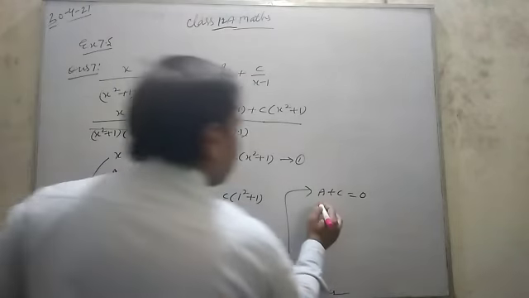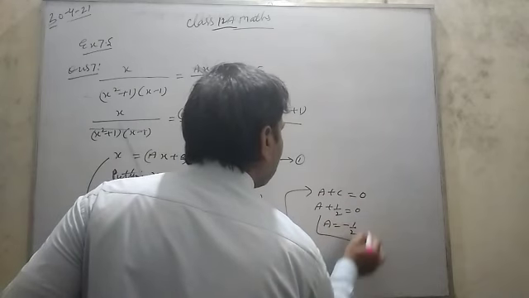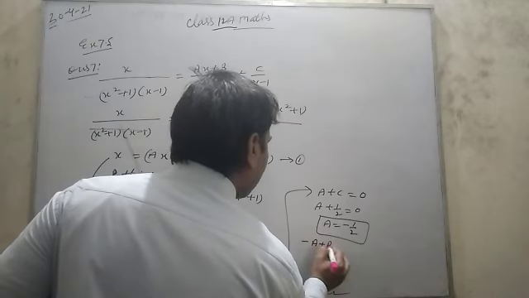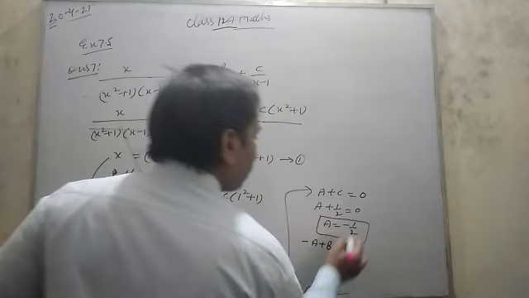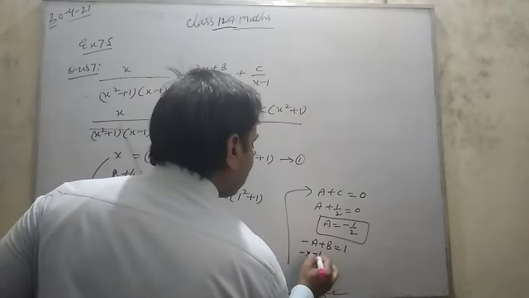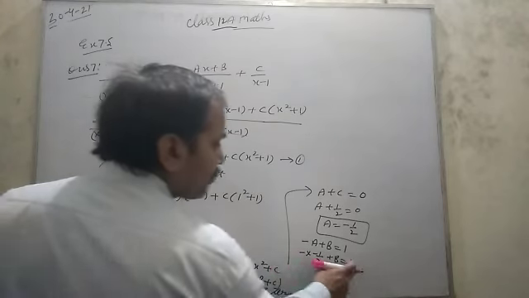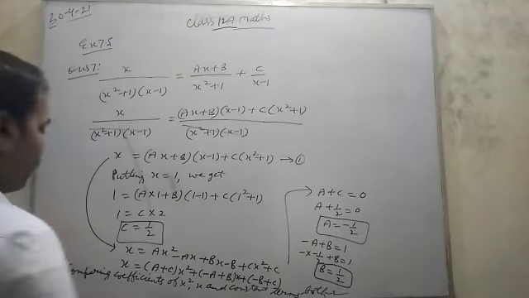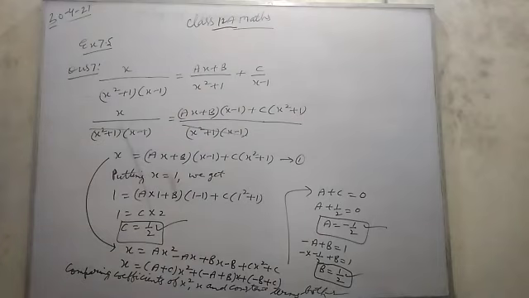So a plus c is equal to 0, and c is 1 by 2, putting here, then find a value. Clear? Then coefficient of x on the right hand side is minus a plus b, and on the left hand side coefficient of x is 1. Okay, so putting a value, minus into minus 1 by 2 plus b, so b is equal to 1 plus 1 by 2... so 1 minus 1 by 2 is equal to 1 by 2. Okay, so three values c, a and b, then putting there. Clear?